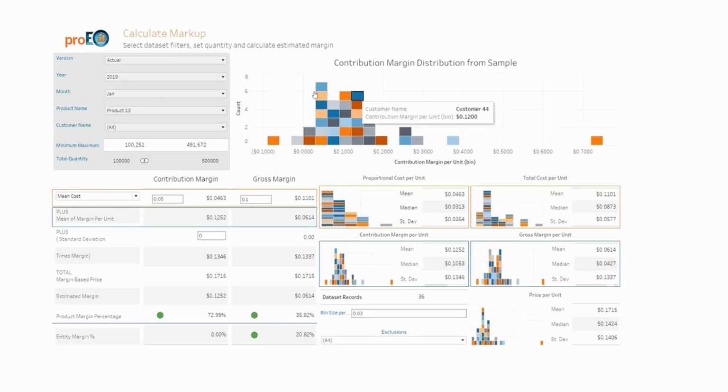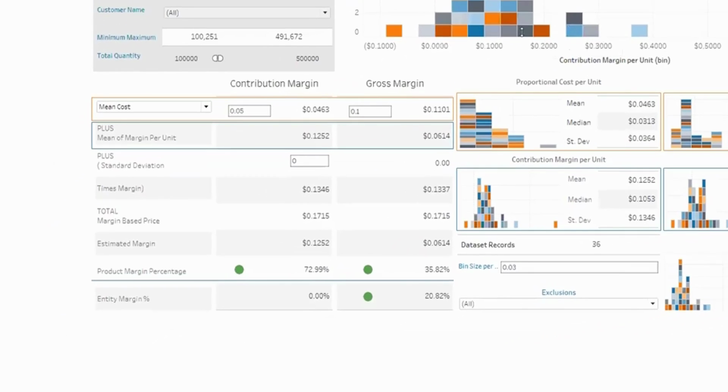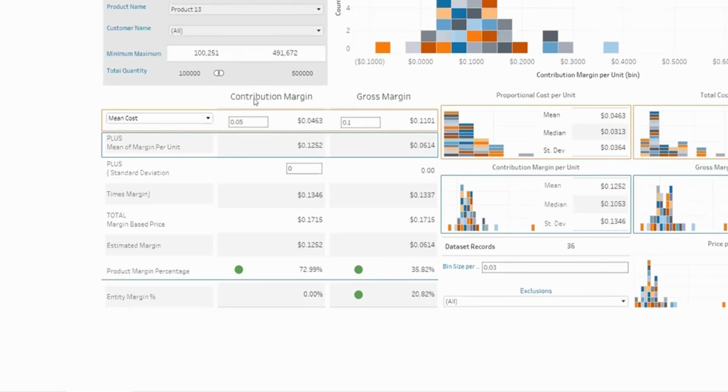Our chart on the top right displays the distribution. Please note, each block displayed in every one of these charts is a specific customer. Now on the bottom left is the margin calculator. It is divided into contribution margin and gross margin. We have a drop down here for mean cost or base cost and custom entry.